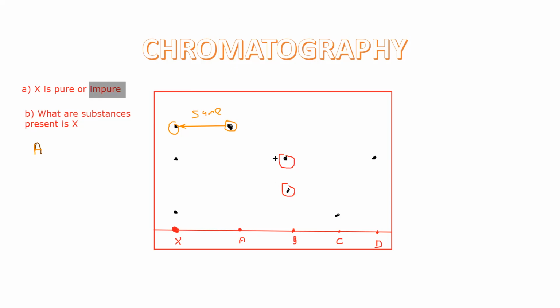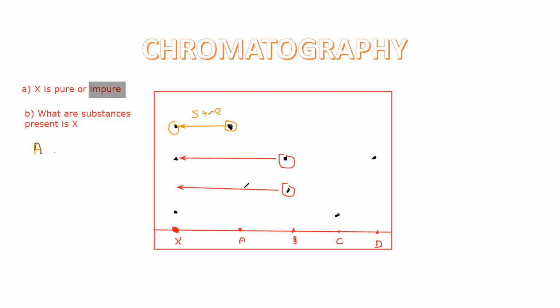So C and D are in exactly the same position as in X. Yes. So in that case we can say, when we check for B, one spot is matching, but the other one does not match. So it means the sample B is not present.